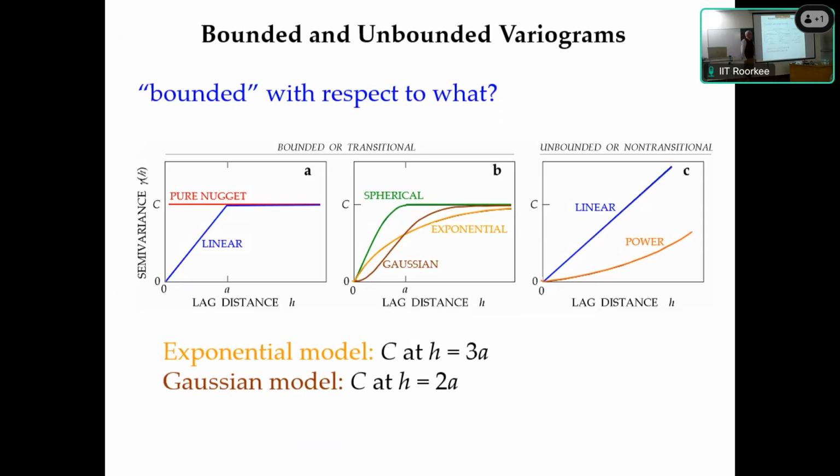We use certain types of models to describe the shape of an experimental semi-variogram. And here we want to look at different components. We distinguish between 2 different groups of semi-variograms. One are the bounded or transitional semi-variograms, and then we have also the unbounded or non-transitional semi-variograms. One classical form of a bounded is the linear variogram.